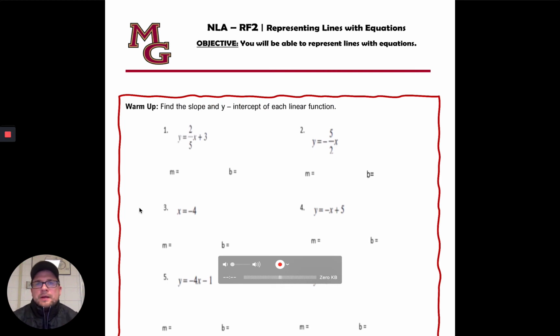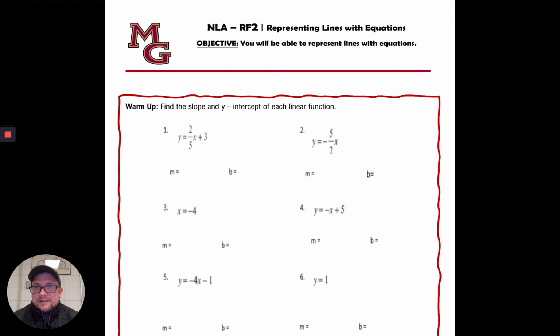Welcome back, everyone. Today we will be discussing RF2, which is representing lines with equations. Our objective today is that you're going to be able to represent lines with equations. The title kind of says it all. First thing, let's start off with a warm-up.